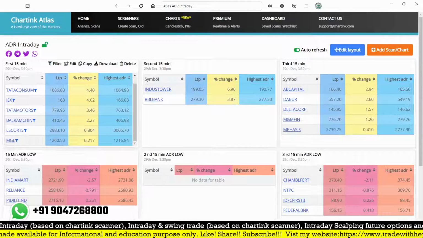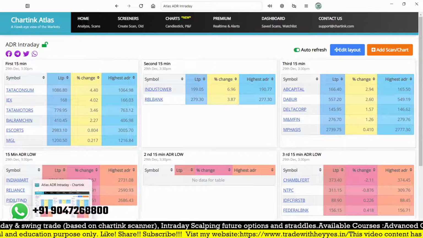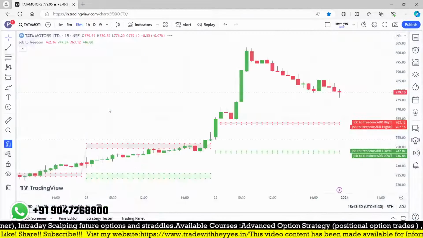And then there are Oswal cards and MGL. So a lot of things. You can also backtest Balrampur Chini. Balrampur Chini is normally not a liquid one, but we will go for Balrampur Chini to see whether it breaks the high or not.